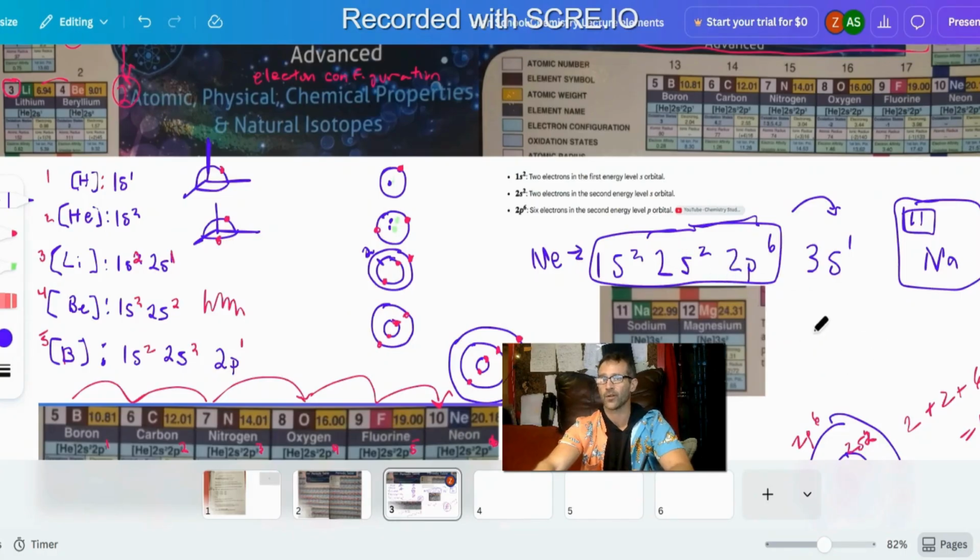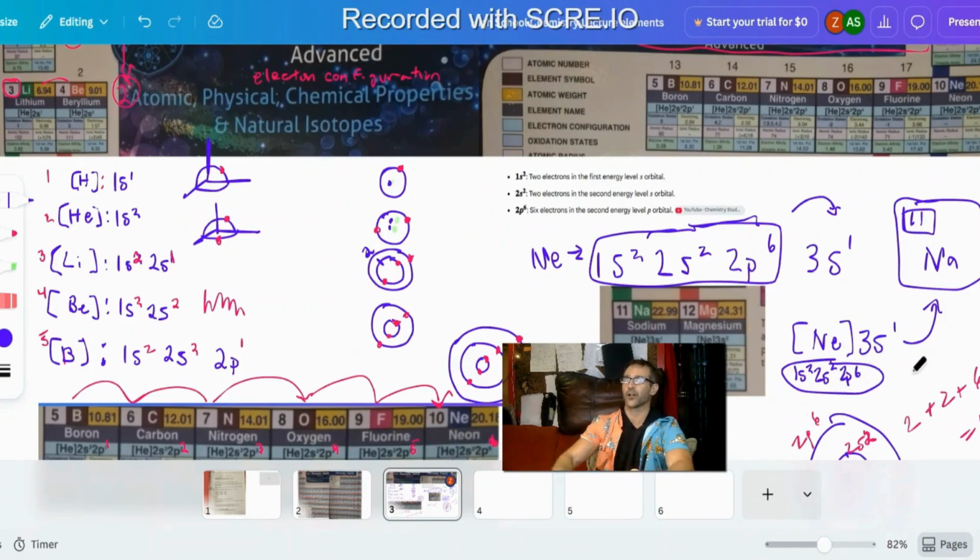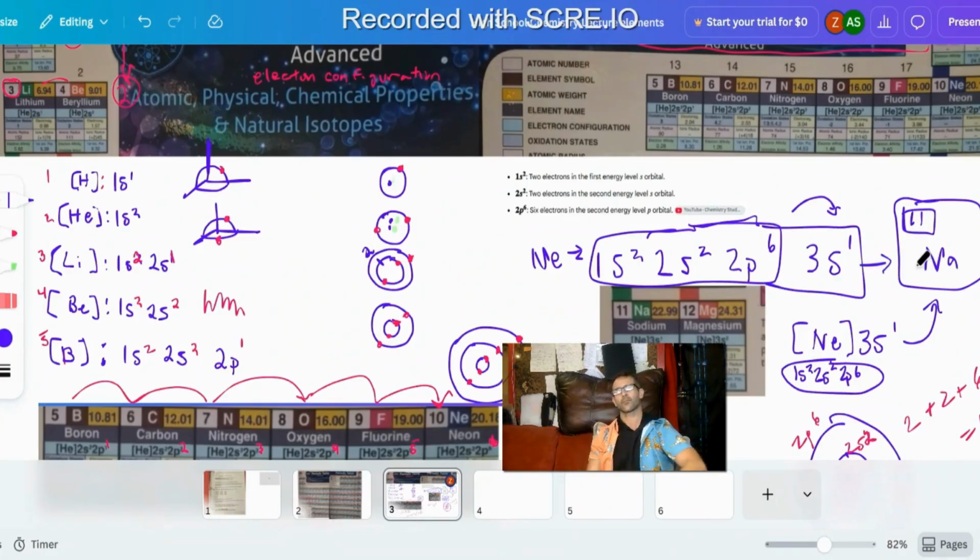And when you're in the new row, it makes it convenient to write out. That way you don't have to keep writing this. You already know that it's assumed that that's neon. So we just write the electron configuration. We just write neon out instead of doing all of that. We already know it's that. And so we just put neon 3s1 and we know it's sodium. Does that make sense? Yeah. So once you go down to the other row, you always use the noble gas to tell you what its previous electron configuration was. That way you're not having to write the whole thing for sodium. Does that make sense? Right.